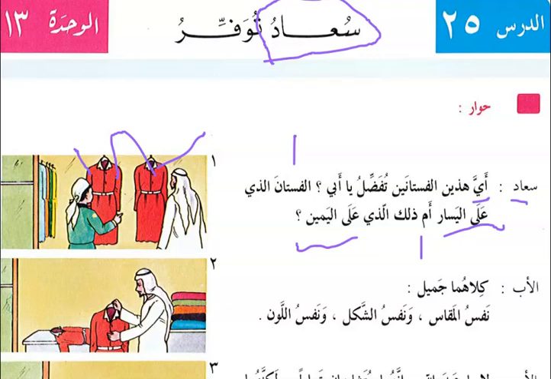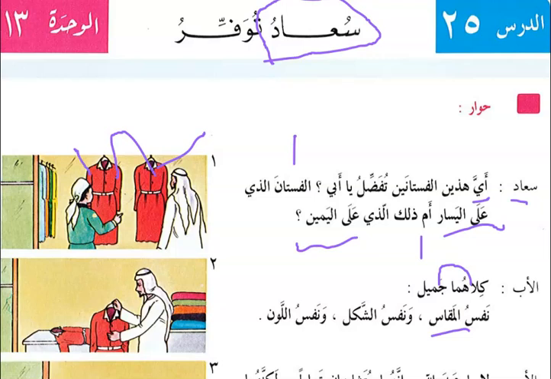The father is saying كلاهما جميل. Both of them are nice. كلاهما means both of them. Both of them are beautiful. نفس المقاس, he is also explaining more. نفس المقاس, same size. مقاس means size. نفس means same. Same size.